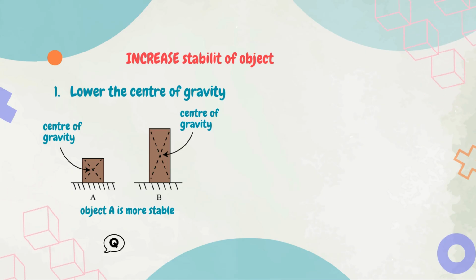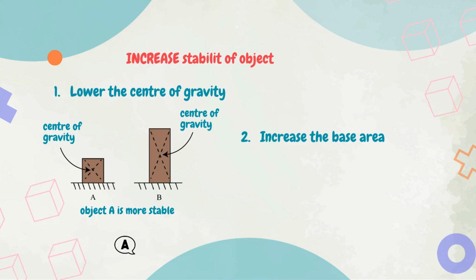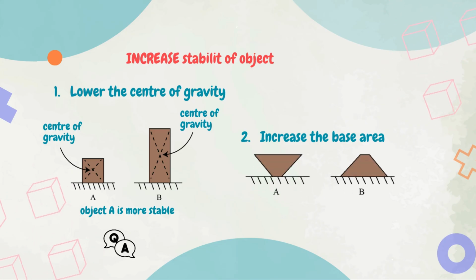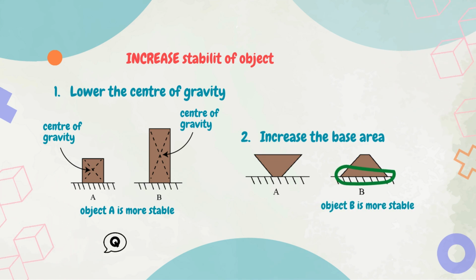The second way of increasing the stability of an object is to increase the base area. For instance, given objects A and B, which object is more stable? Object B has a large base area, therefore object B is more stable.